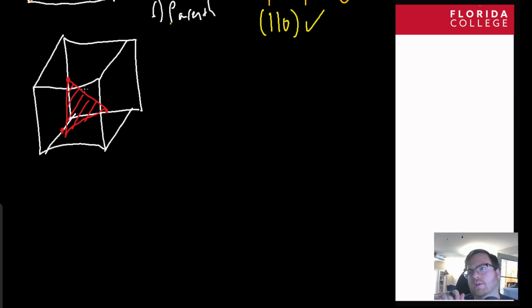How best to describe it? It's like 45 degrees angled, and it's actually perpendicular to this vector. If you were to draw this vector right here, it's perpendicular to that vector, right? So now we're going to determine the Miller indices for this plane. All right, so let's do this together. We're going to start by drawing our steps 1 through 6.